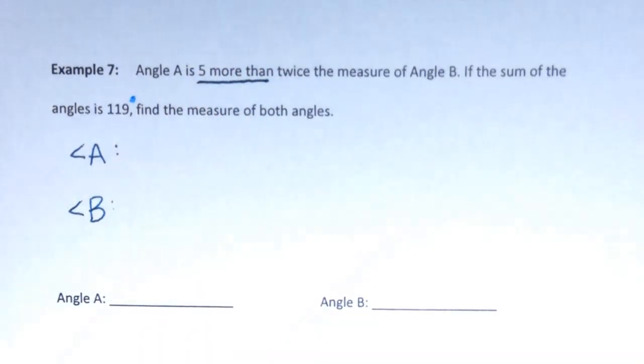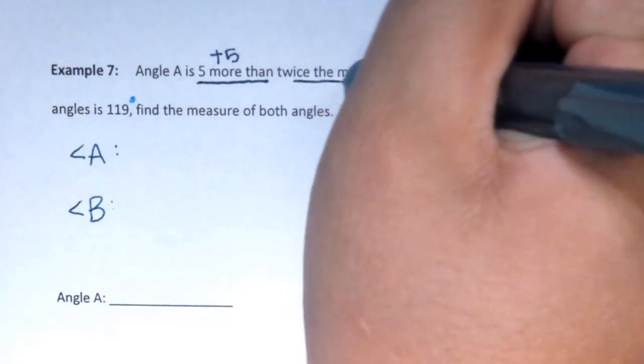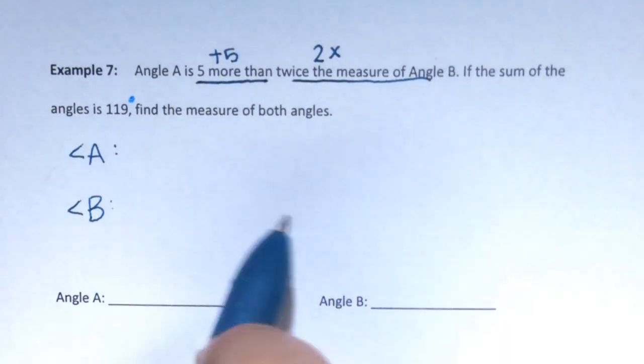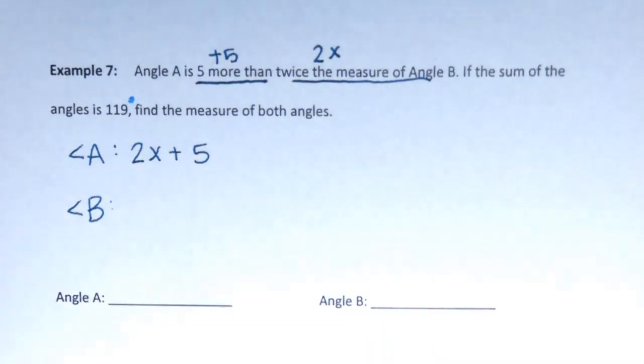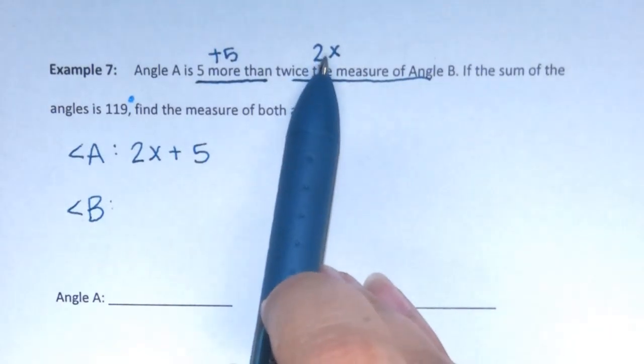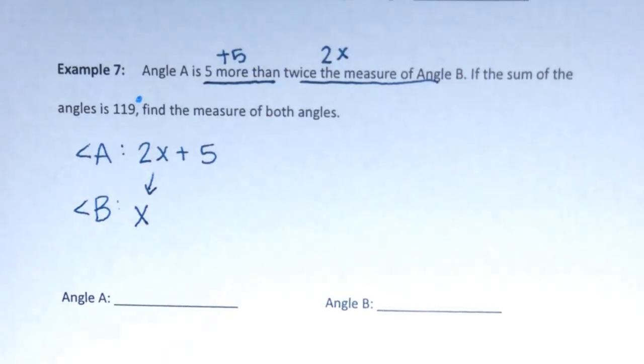What is 5 more than? Plus 5. And what is twice the measure of angle B? 2x. So what's my equation going to be for angle A? Or 5 plus 2x, either one's fine. Why is the bottom just x? You said it's twice the measure of angle B. What did we multiply by 2? X. So that B is x.